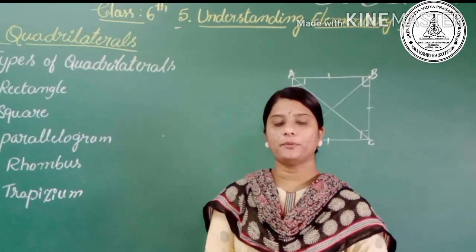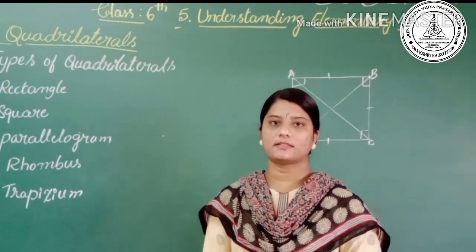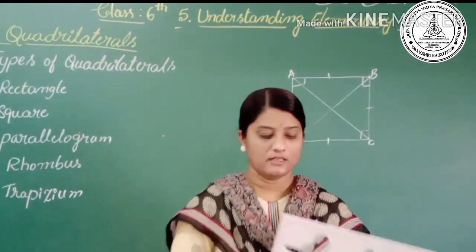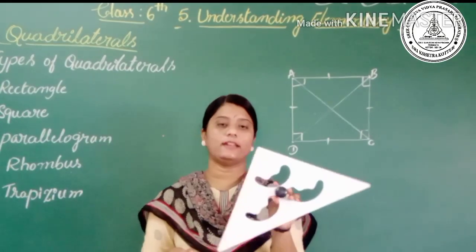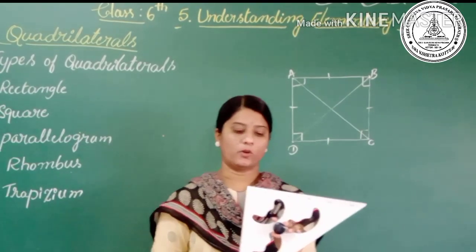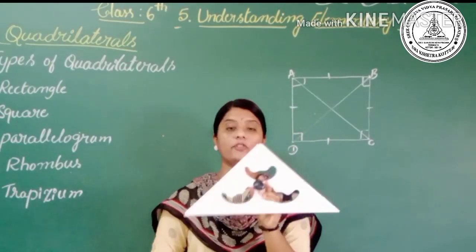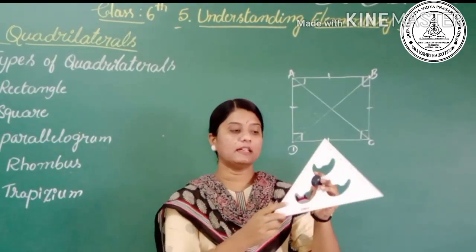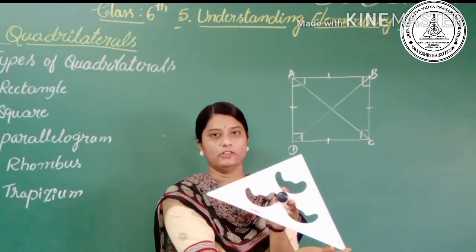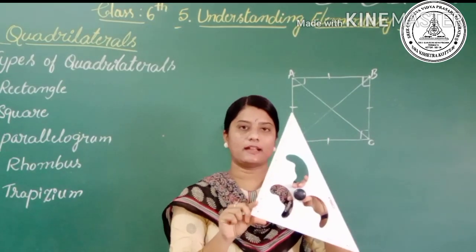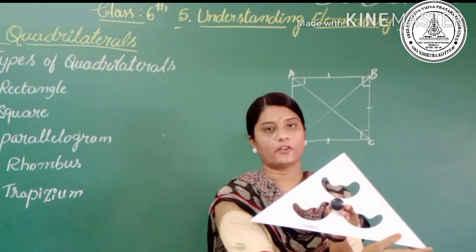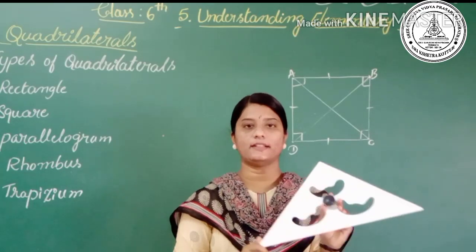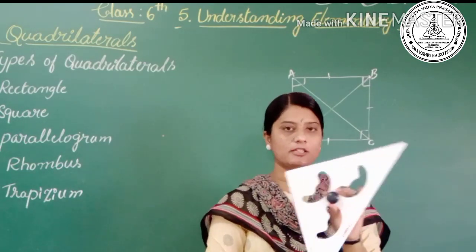In your geometry box there are 2 set squares. Have you seen that? See here, this is the set square, available in your geometry box. What is the measurement of this set square? One of the angles is 90 degrees and the other 2 angles are equal to 45 degrees. So the sum of the angles of this set square is equal to 180 degrees.